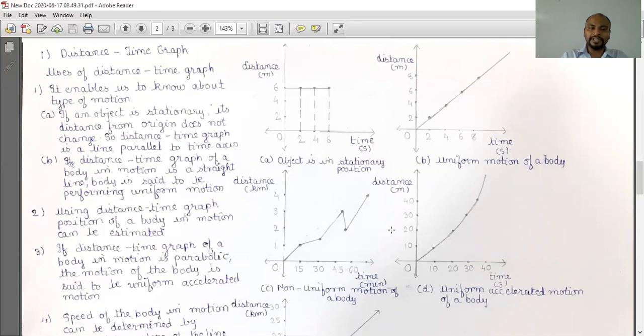If you move on to the D graph, if in a distance time graph the motion of a body is parabolic, here you can see it is parabolic, the motion is said to be uniformly accelerated motion.